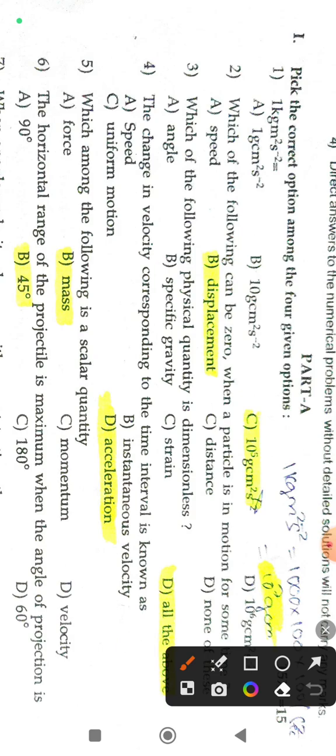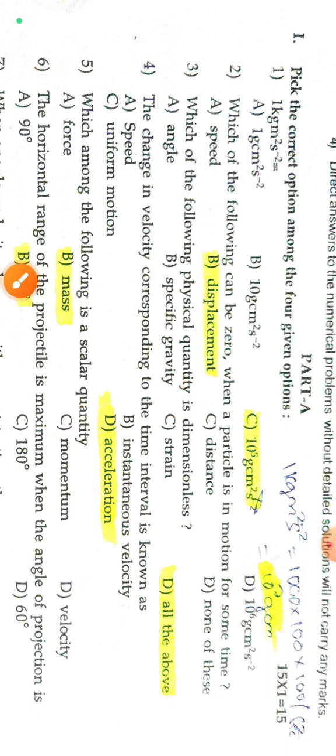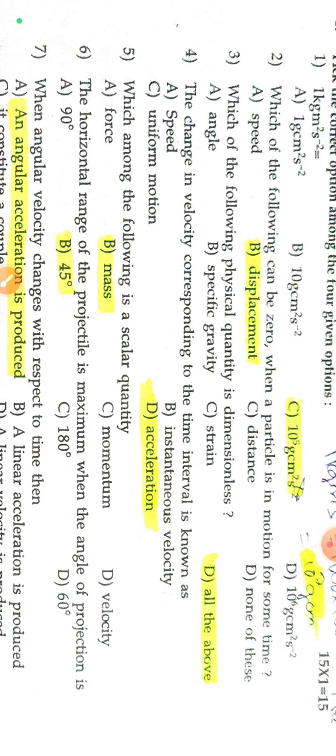Let me take one example of how displacement is zero. Let us take a particle at point A, moving with a velocity v to point B and then to point C. Again from point C the particle moves back to point A, so at this point the displacement will be zero. Distance traveled is there, speed is there, but displacement is zero. So option B is the right answer.